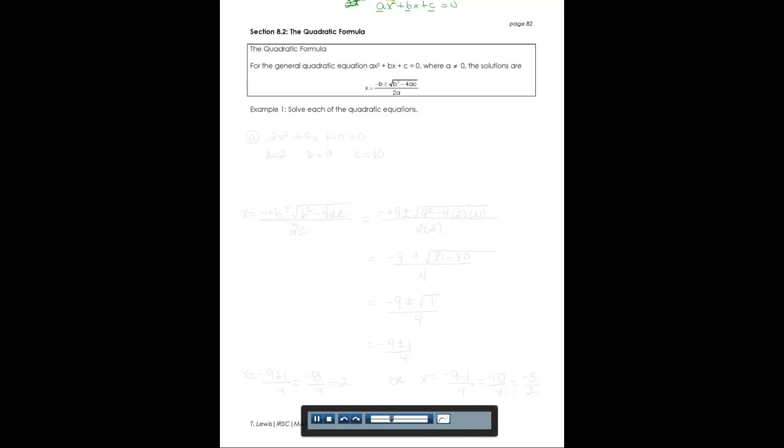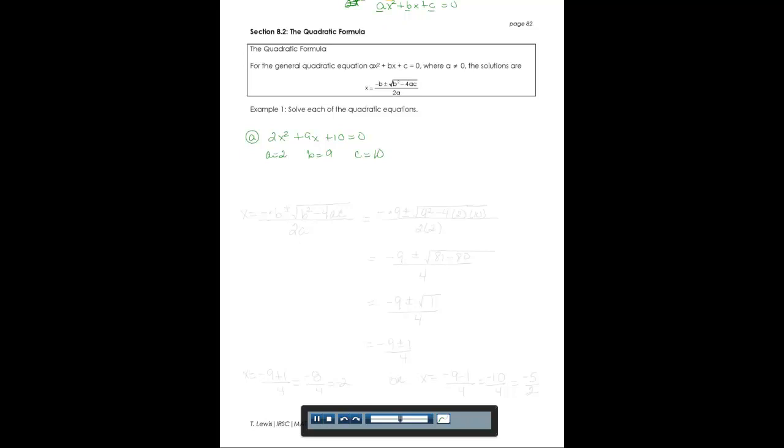So let's look at the first example, example 1. We have here 2x squared plus 9x plus 10 equals 0. Using the quadratic formula, we want to make sure our equation is equal to 0, and this equation is equal to 0. We want to find our a. Our a here is 2. Our b is 9. And c is 10. Okay? And then what we're going to do is substitute.